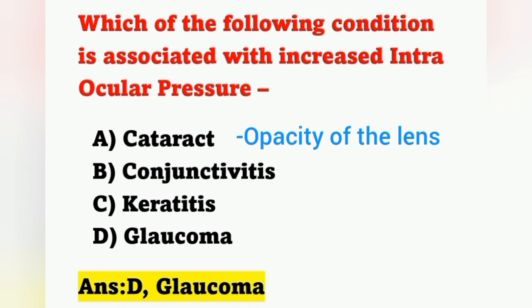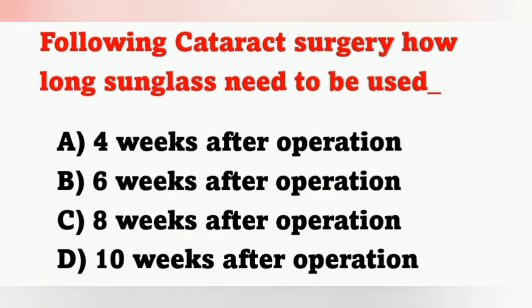And the first option, cataract. Cataract means it is the opacity of the lens. Conjunctivitis means inflammation of the conjunctiva. Keratitis means inflammation of the cornea. Move on to the next question.